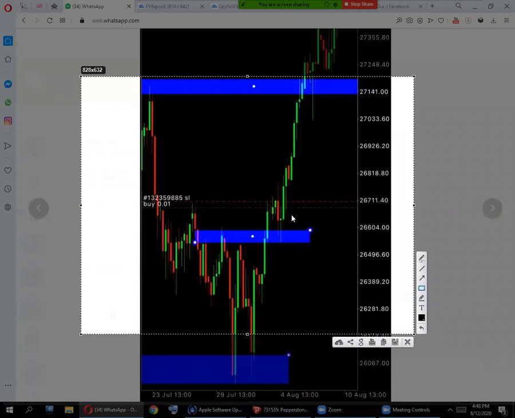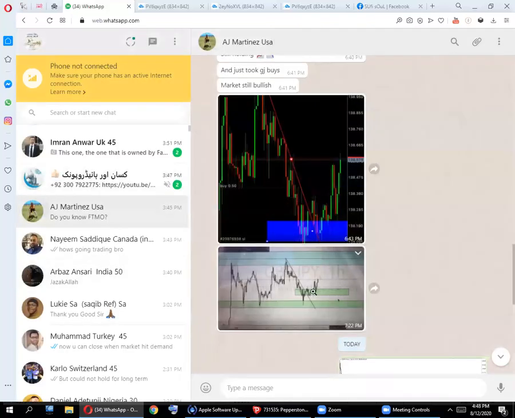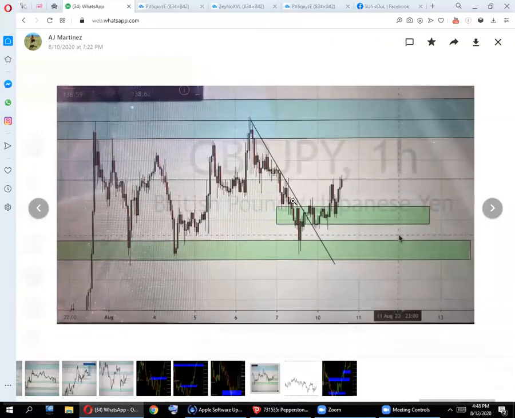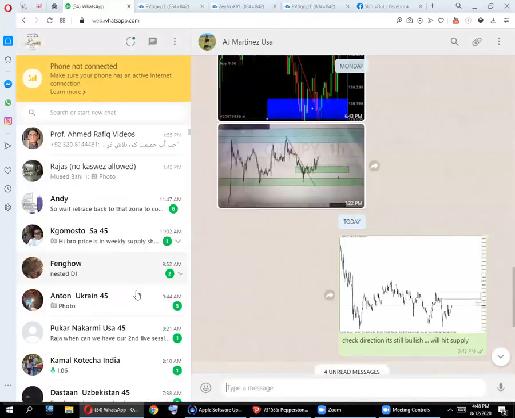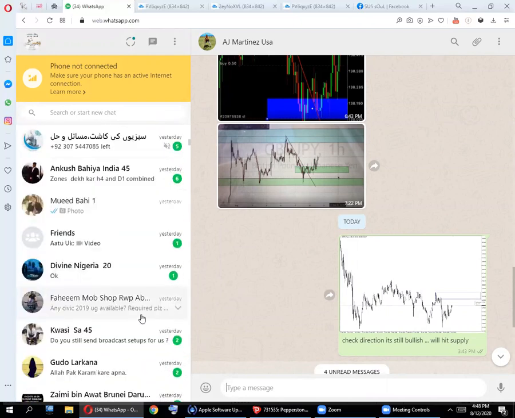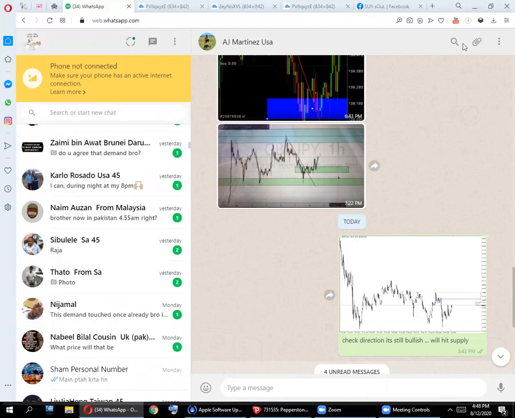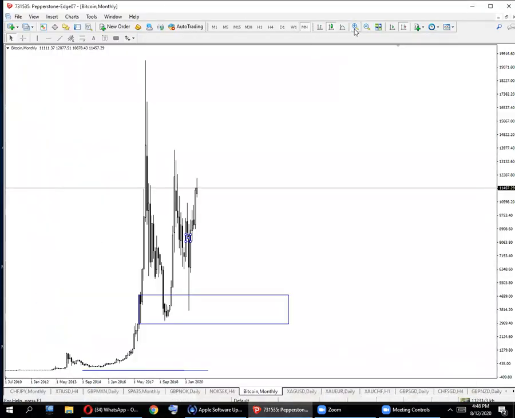This one is an H4 zone, but he also used H1. Sometimes he used the 5 minute time frame. I have many traders who are using the 5 minute or H1, but the main thing is they must know properly where the market is actually going, up and down. So use the bigger time frame to figure out where the direction is.